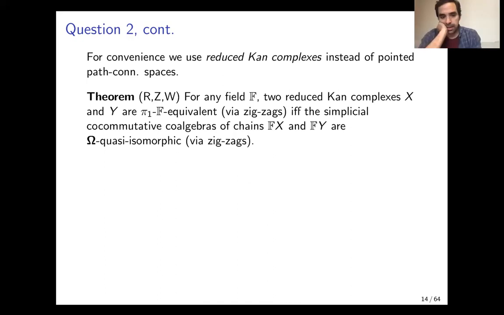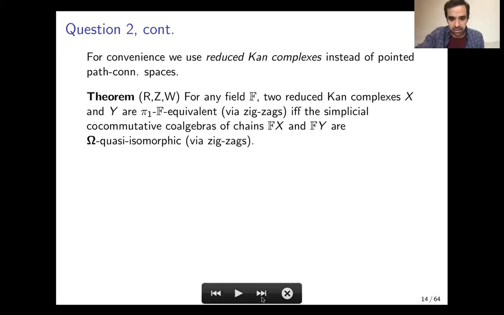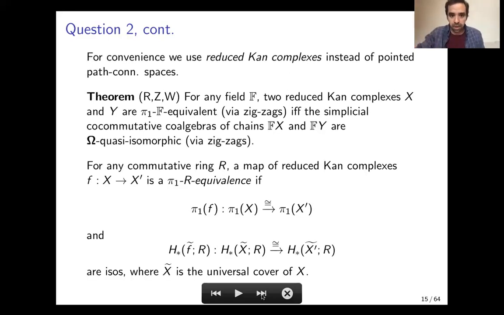So yeah. So before I explain these notions, let me say that this is saying essentially that connected complexes are completely determined by their simplicial cocommutative coalgebras of chains over a field. So let me try to make precise what I mean by this. So first of all, what do I mean by pi1 R equivalence?